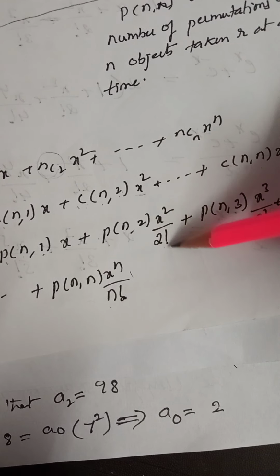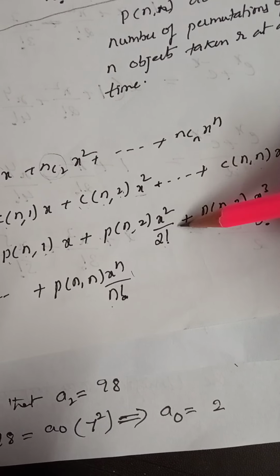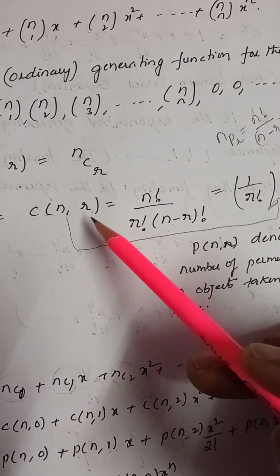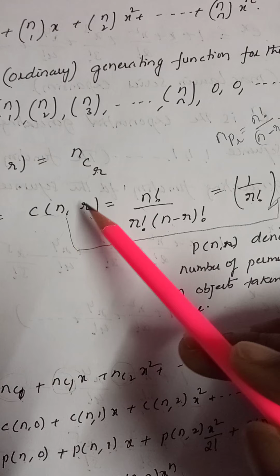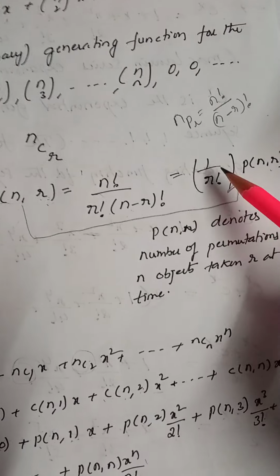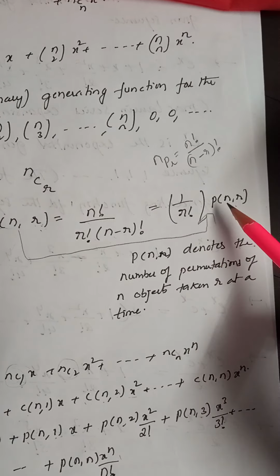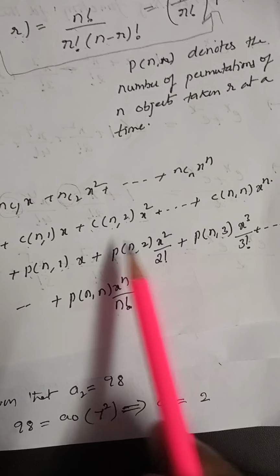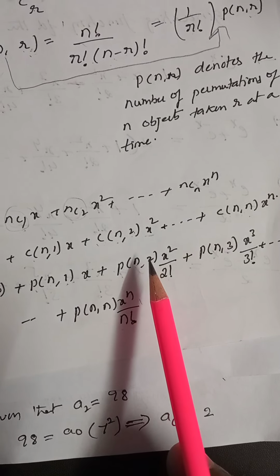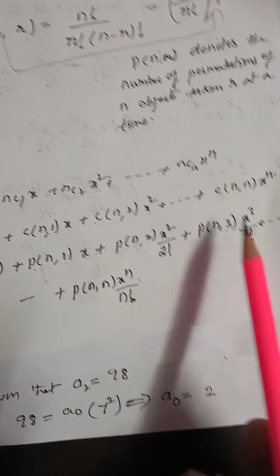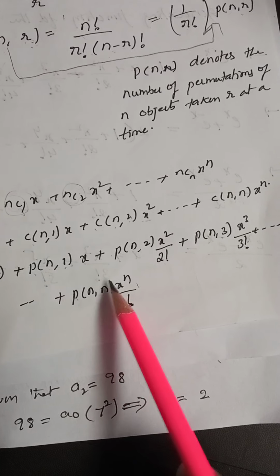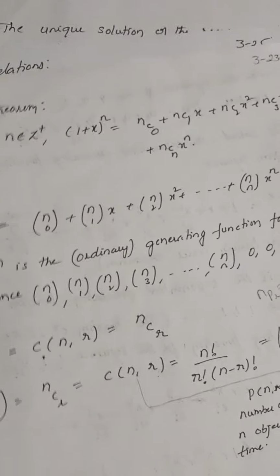Next, similarly, C of n,2 is equal to, here the difference, see the difference, P of n,2 by 2 factorial into the remaining term x square. See, put n is equal to 2 here, r is equal to 2 here. C of n,2 is equal to 1 by 2 factorial into P of n,2. Similarly, C of n,n is equal to P of n,n by n factorial. Right? Next.